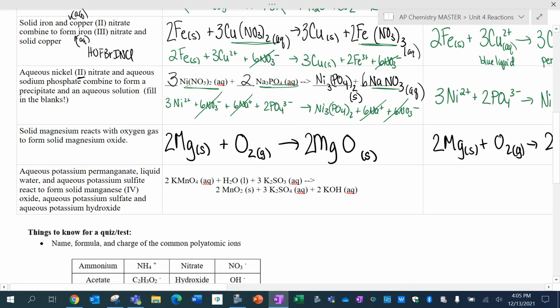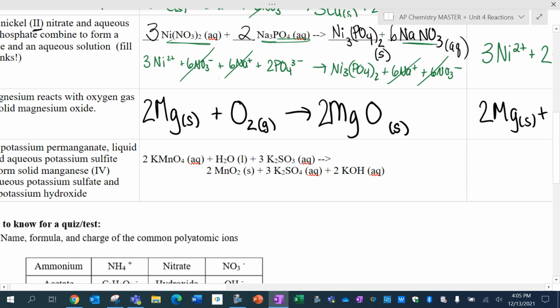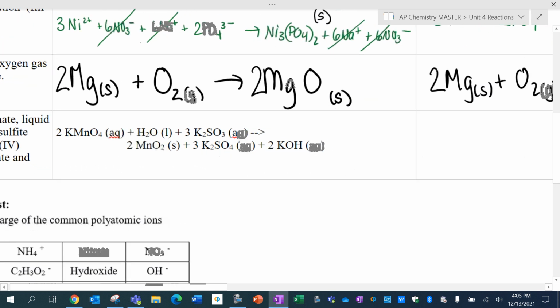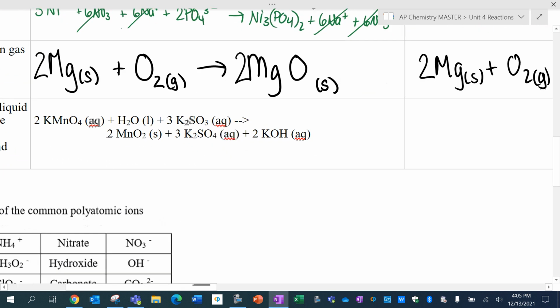All right, so we just got one more to go down here. This one, the equation's already written out for us. This is kind of a complicated redox type reaction. And so for this one, all we need to do is figure out who ionizes. Again, the ones who ionize are my aqueous ionic compounds. So I'm going to underline all the ones that are going to ionize. So these ones are all aqueous ionic compounds.